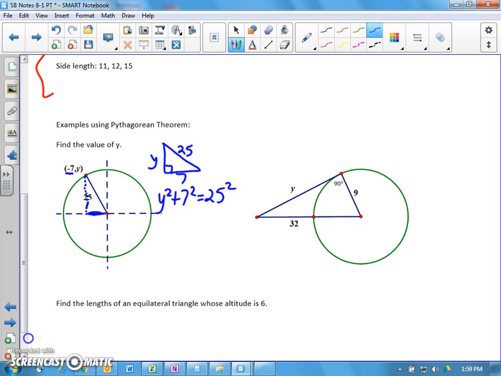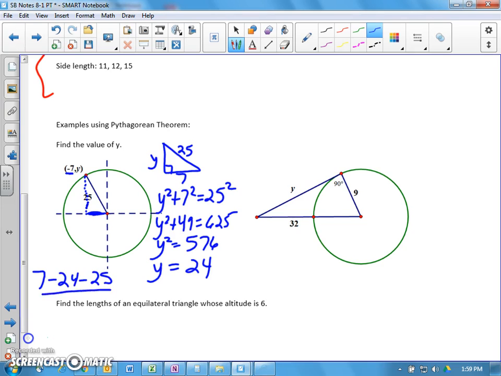When we do our calculations, we're going to have y squared plus 49 equals 625. Subtract the 49 over, you're going to get 576. And that's a perfect square. Again, it's going to be very helpful to know your perfect squares. If you recognize your Pythagorean triples, this is a 7, 24, 25 Pythagorean triple. So we have the 7 and we have the 25. That means we were missing the 24. So this would be our answer.